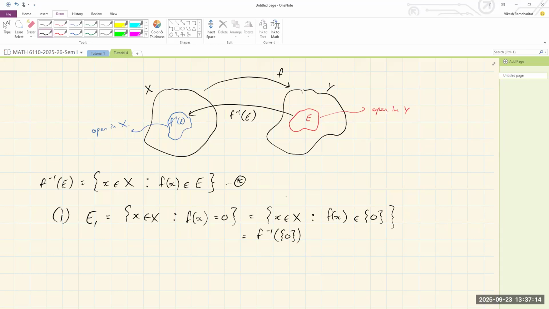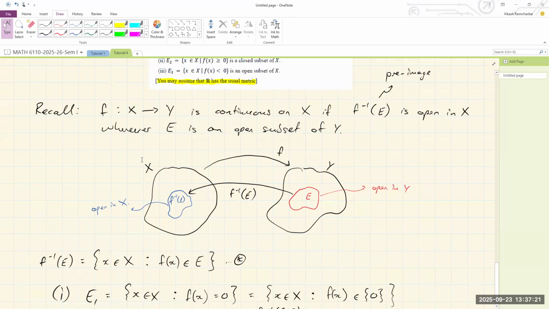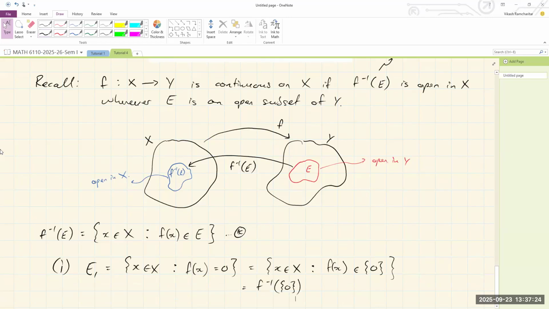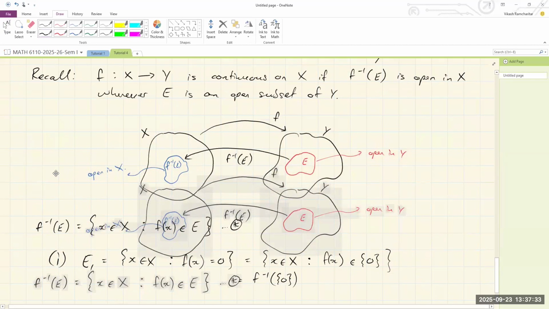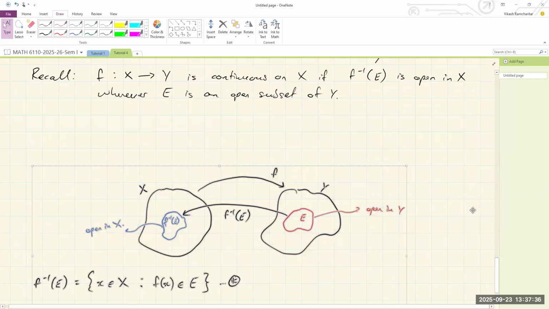Okay, so I didn't say it here, but also very useful, let me see if I can move everything down a bit, because I want to write this definition in terms of the closed sets. So I have recalled that f is continuous on X if it pulls back open sets in Y to open sets in X.